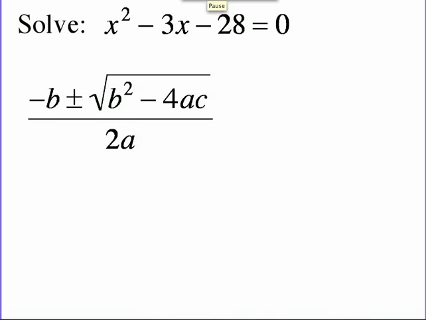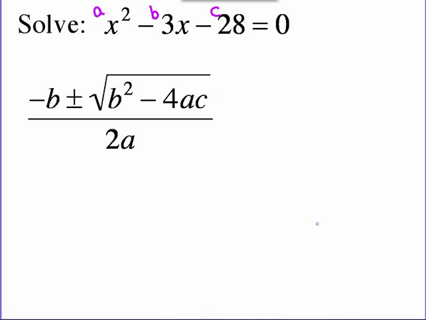okay, so now we're going to go ahead and solve this. The very first thing you need to make sure of is that you're in standard form: ax squared plus bx plus c equals 0. And so now I'm going to identify a, b, and c. So a is located right here, b is located right here, c is located right here.